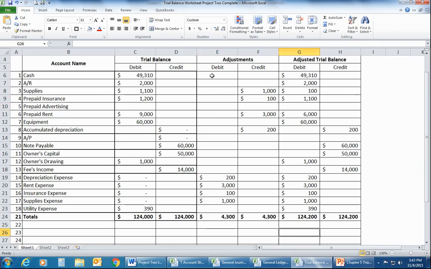In future videos, we're going to look at the adjustment process, which will be the next section of the worksheet, and finally coming up with what is called the adjusted trial balance.